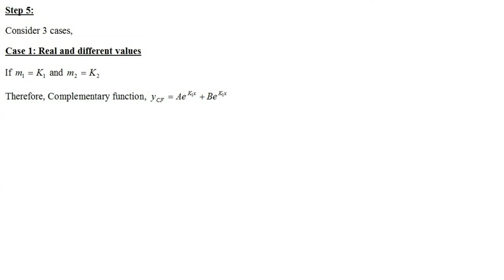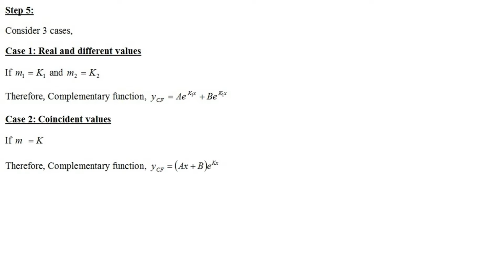Now, moving on to case two. Case two is the case whereby you have coincident values for m, so values for m which are the same. If m equals capital K, say, your complementary function will take this form. The form of your complementary function for coincident values is ycf equals (Ax plus B) e to the power kx. And once again, capital A and capital B are constants to be found.